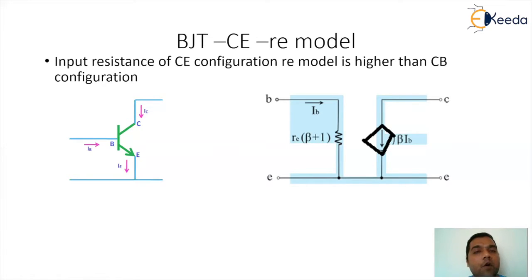When you compare with the common base model, the incoming current was IE and the resistance was RE. So here, since the current is IB, the resistance will now change to a value RE into 1 plus beta, which will be further estimated as beta times RE, because 1 plus beta is approximately equal to beta.